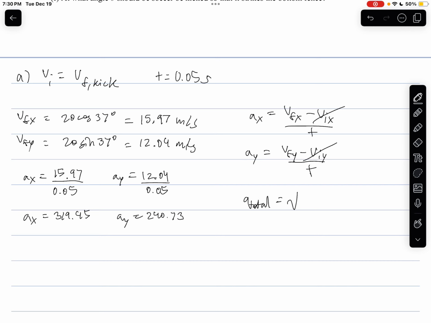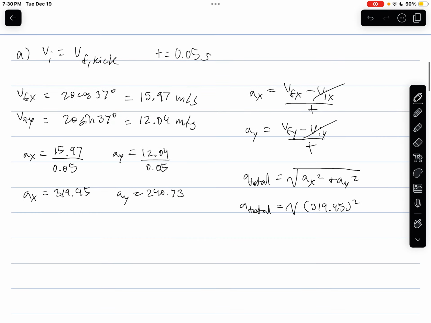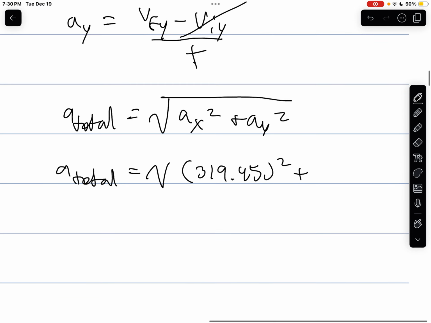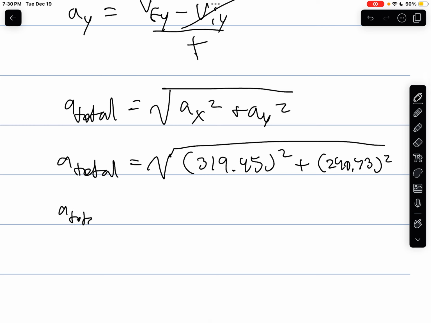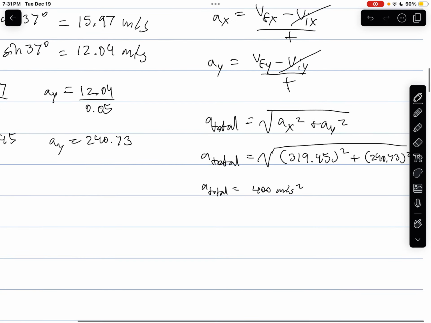Now a total is going to be the square root of ax squared plus ay squared, and I got this from the Pythagorean theorem. So then a total is going to be 319.45 squared plus 240.73 squared. This a total is going to be 400 meters per second squared.